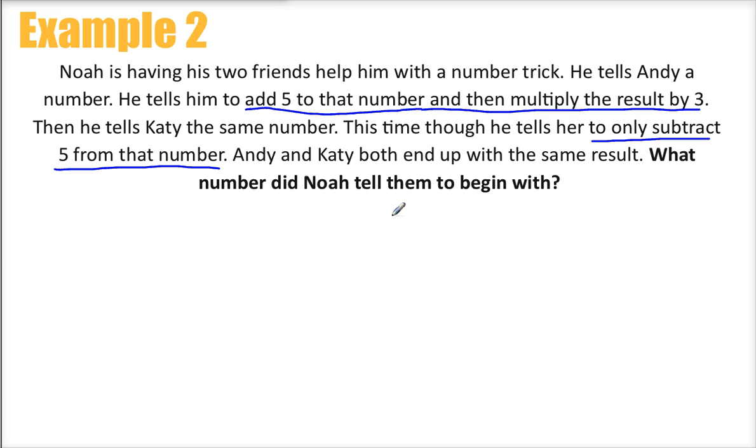Okay, so let's back up. This is kind of a confusing problem, so let's back up. Noah tells Andy a number, and then he tells Katie the same number. But they don't ever tell me what that number is, right? So this is a number, I have no idea what that number is. So that's the part of this problem that I don't know. And so any part of the problem that I don't know, I'm going to assign a variable to it. Okay, so let's call this x, and we'll say x is the number that Noah tells them.